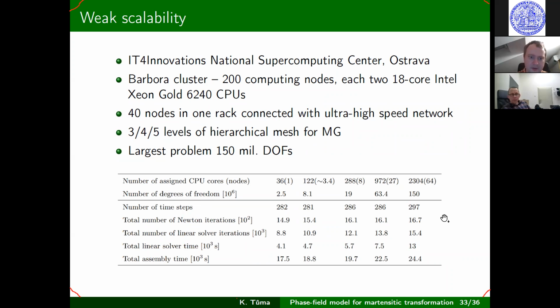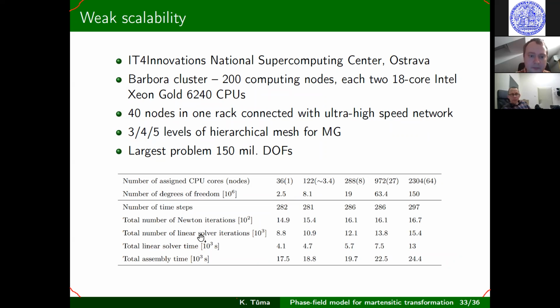The first is the number of time steps. It is an evolution problem. You can see that it increases a little, but not significantly. The same holds for the number of nonlinear Newton iterations. Again, you can see that it increases a little, not much. This is caused also by the fact that with finer mesh, we are describing the physical reality in a better way, so it is not strange that it is more demanding.